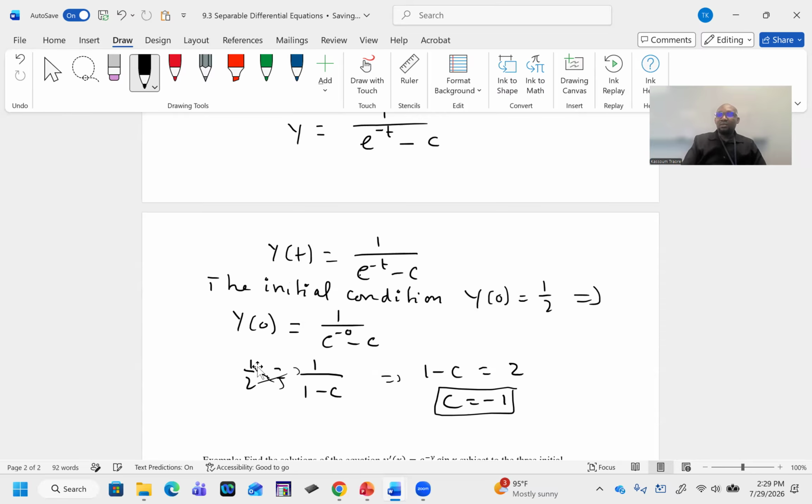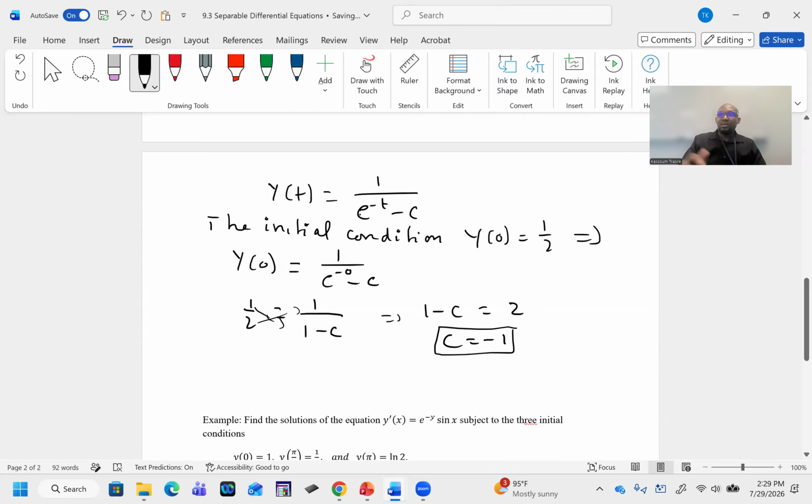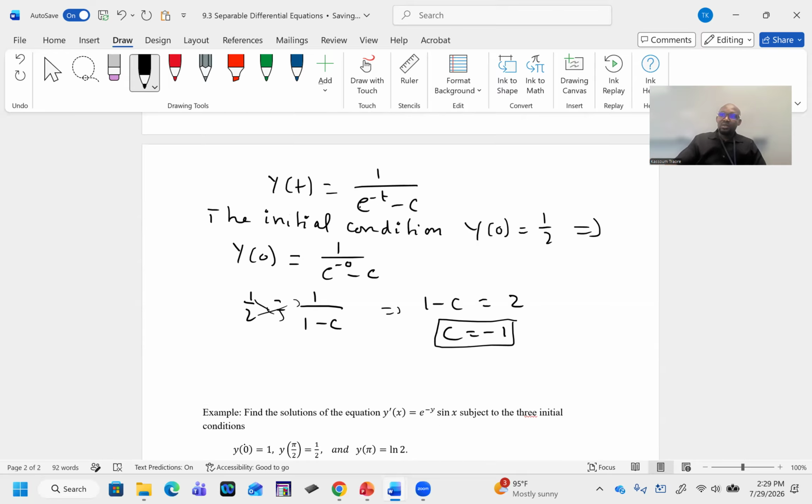So since c is negative 1, we obtain the solution to the initial value problem: y(t) will be equal to 1 divided by e to the power of negative t plus 1. So c is negative 1, negative and negative will be positive. And this will be my solution.